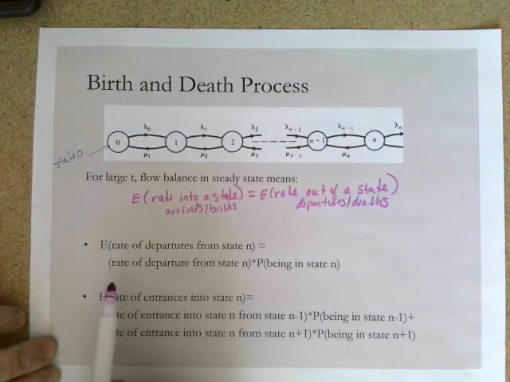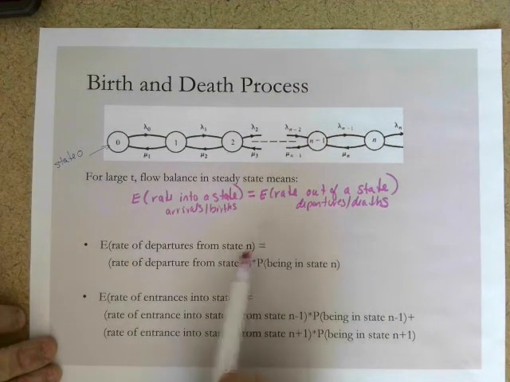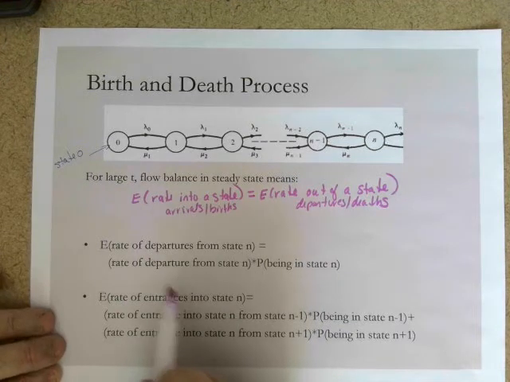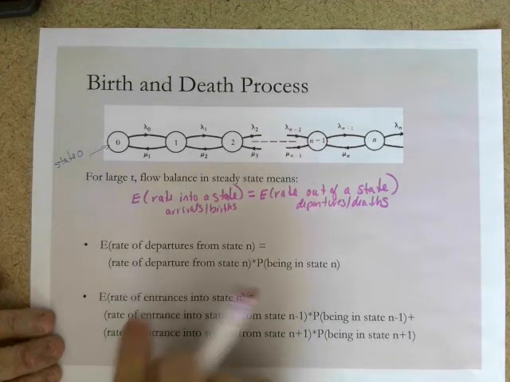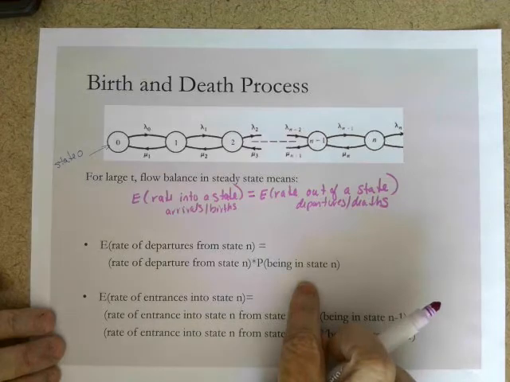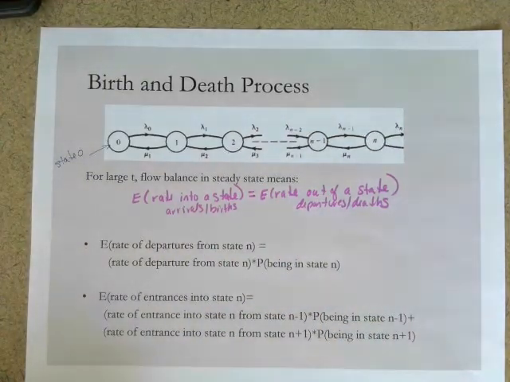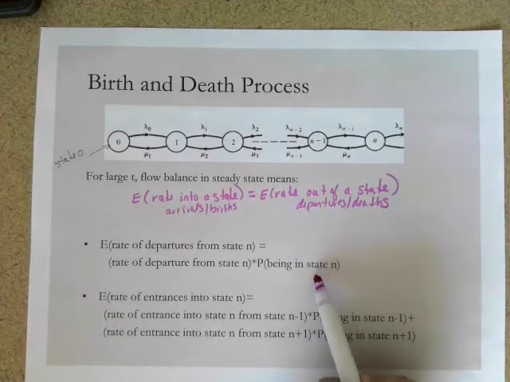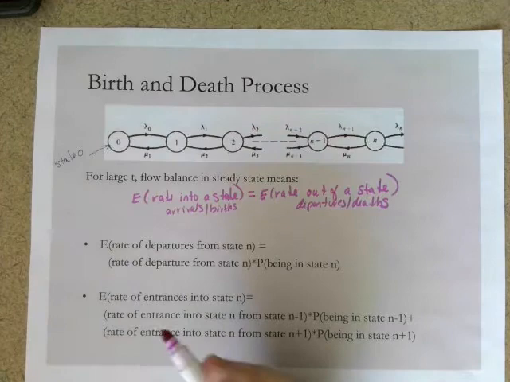So I kind of got it backwards here, my rate of departures from state n? That's going to be my expected rate of departure will be the rate of departure times the probability of being in that state. And that's just like a regular expected value, right? The expected value of a random variable x is the probability that x equals that value times the value. So it's no different here.